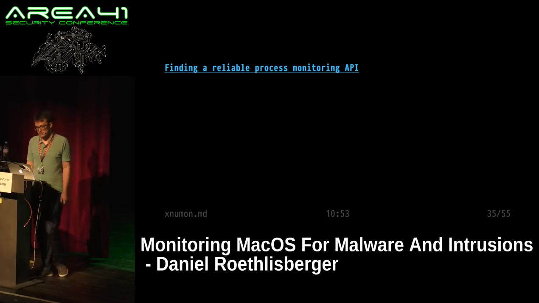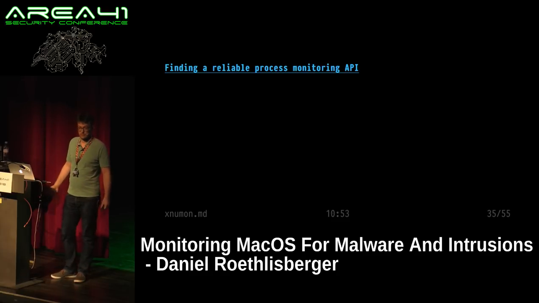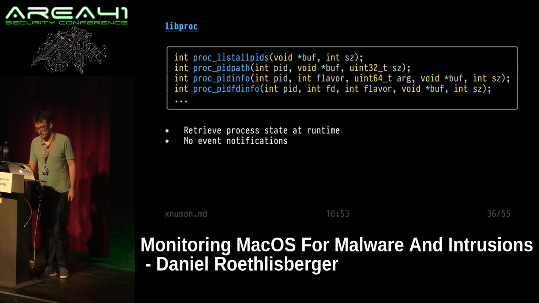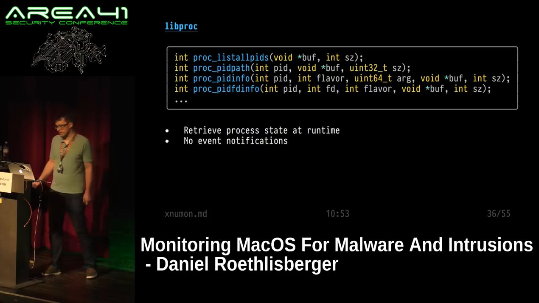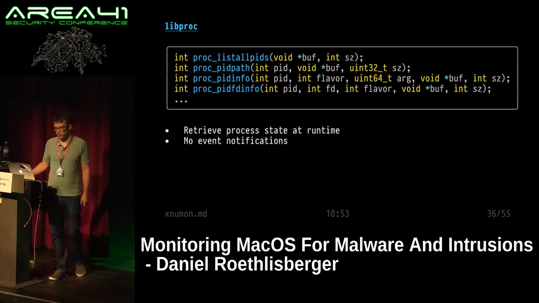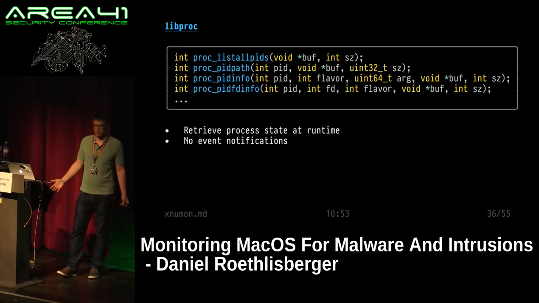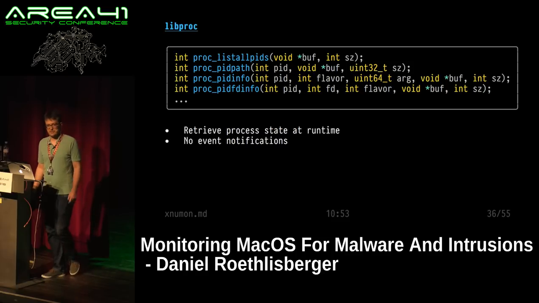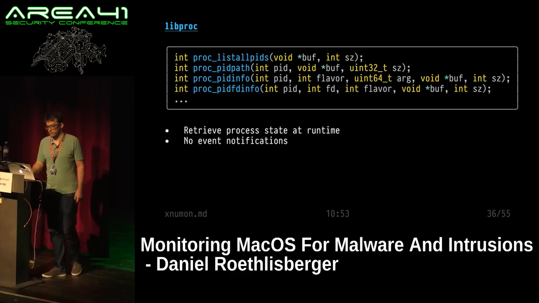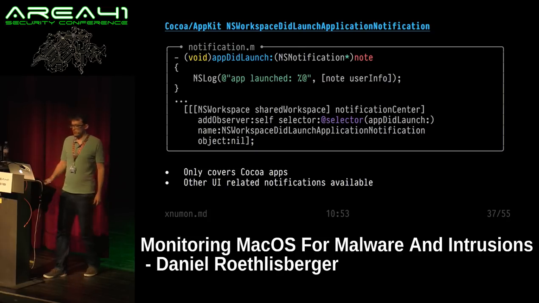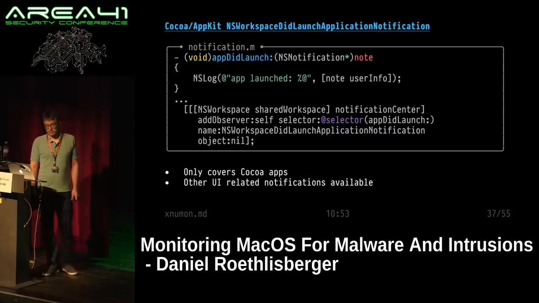So I started thinking about how to write a tool to solve this problem and went through a number of APIs that could be leveraged to achieve that. There's libproc. This is Apple's API into the currently running processes. It doesn't have events, so you just see what's currently running on the system. That can be helpful, but it's not a solution. On an AppKit level, there's this thing called NSWorkspaceDidLaunchApplicationNotification.